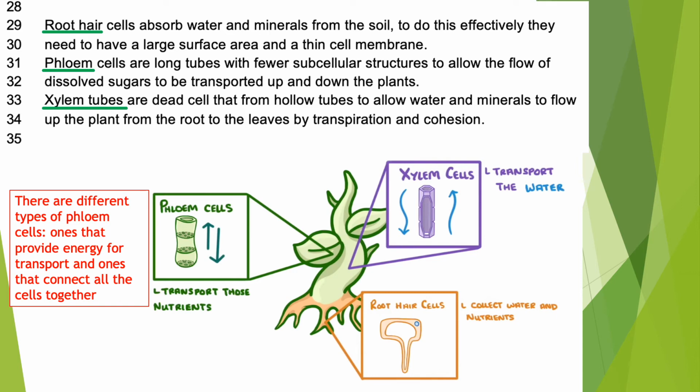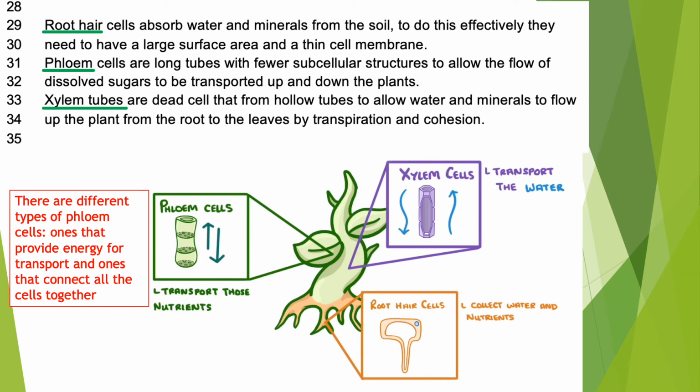that provide energy for the plant. The other type of cell are ones that basically connect everything together. So if you look at the picture, you'll notice that there's little levels to the phloem cells. So every time it's divided, that type of cell is what connects each phloem cell together so that you have a seamless transport up and down the plant.